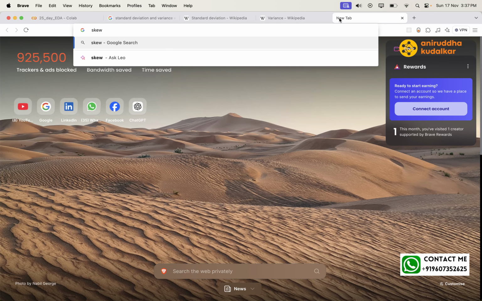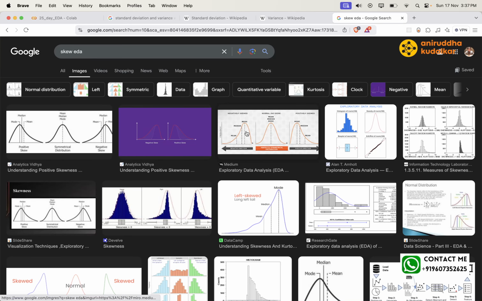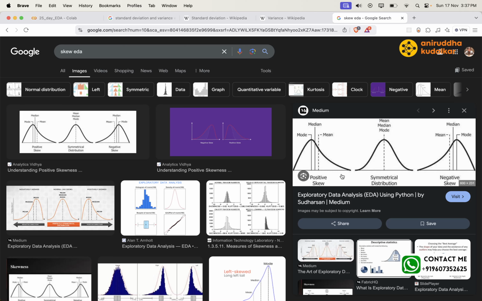Let's go to the images. Here, if you see this image, positive skew means a long tail towards the right. Negative skew means a long tail towards the left. This shows positive skew, negative skew, and the symmetric distribution. Can you see? Mean, median, and mode are on one line.